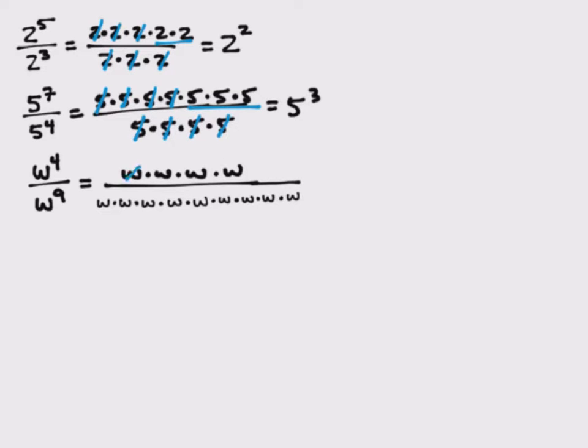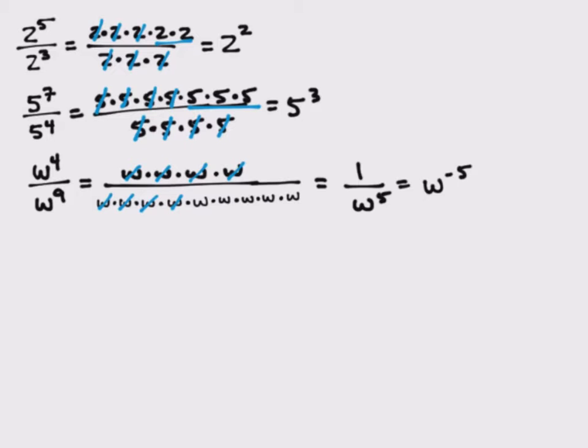I think this w cancels out with that one, this w cancels out with that one, this w cancels out with that one, this w cancels out with that one. And we're left with a fraction where our numerator is just going to be 1 and our denominator will be w to the 5th power. Well, 1 over w to the 5th power is the exact same thing as w to the negative 5th power.